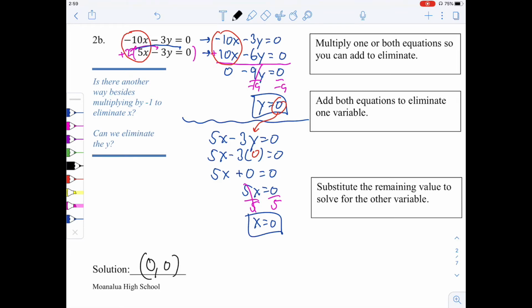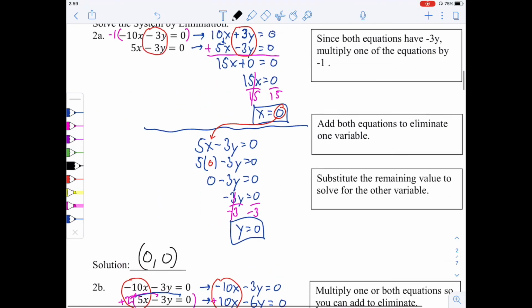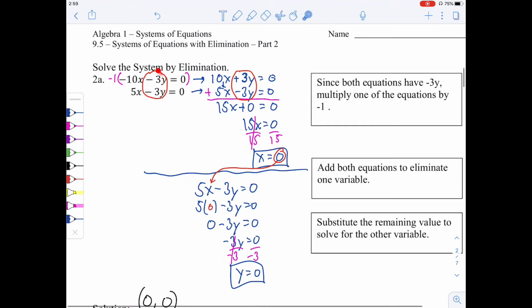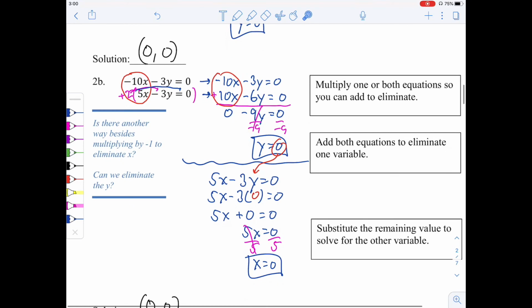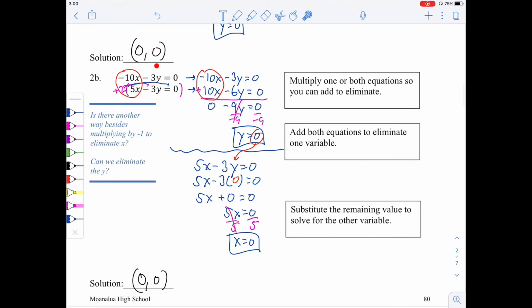Okay, so either method we could choose that we want to eliminate. We could eliminate the y's by multiplying one of them by negative 1. Or we could eliminate the x's and multiply the bottom by 2 so it matches up with negative 10 and positive 10. Then the x is going to cancel. But either way, we both get our same solution, (0, 0).